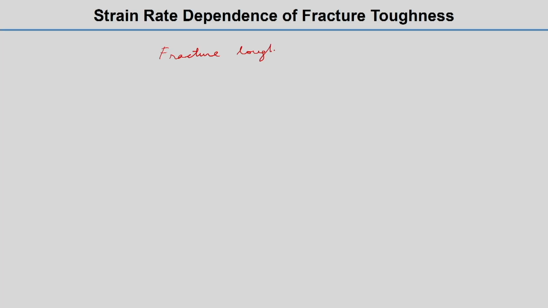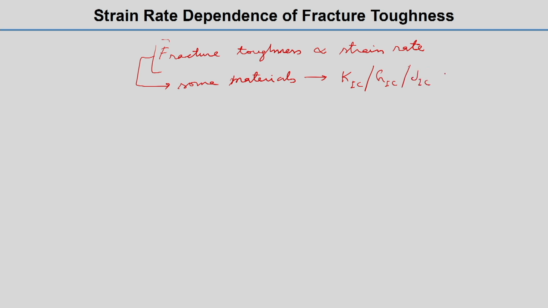Now we will talk about fracture toughness. Fracture toughness is proportional to strain rate. Whether this is true or not is complicated. That means for some materials the KIC value, or you can call it GIC, or maybe JIC, increases, and for some materials these values can even decrease.